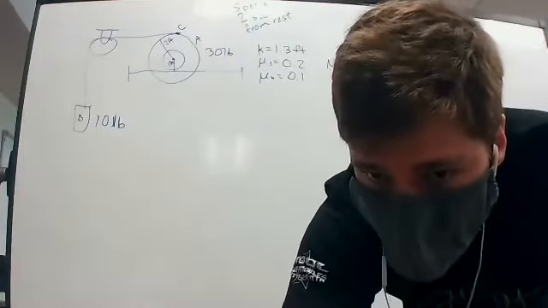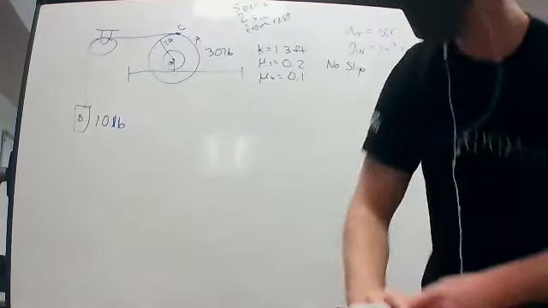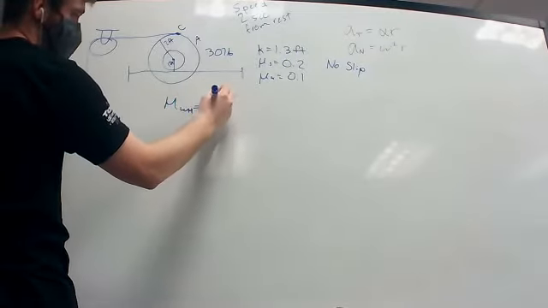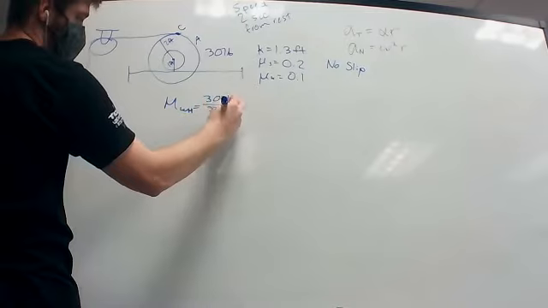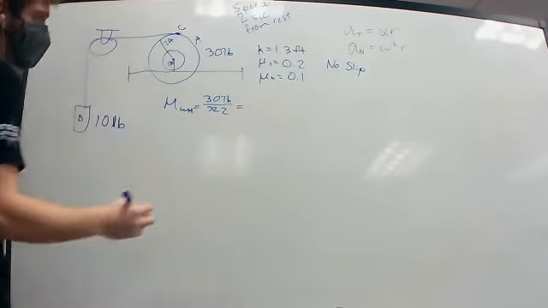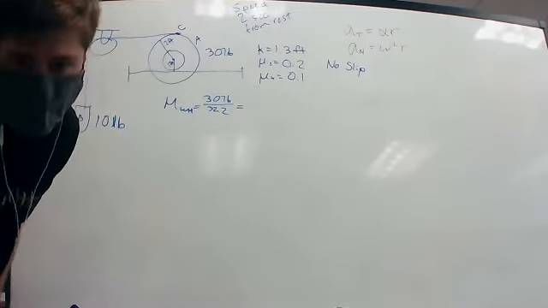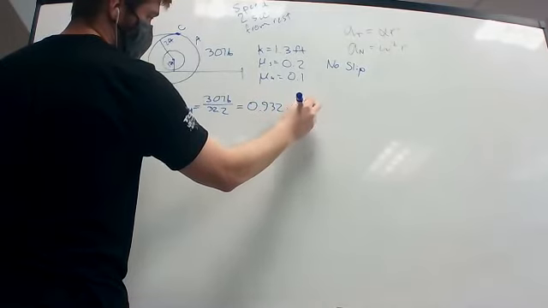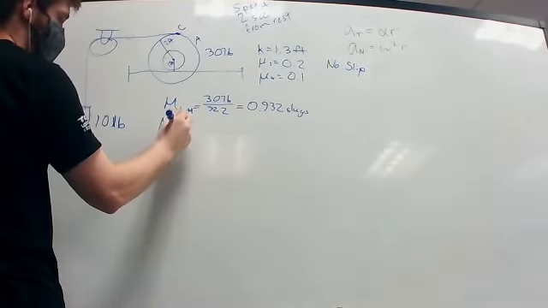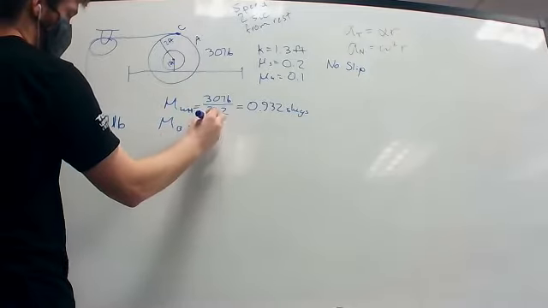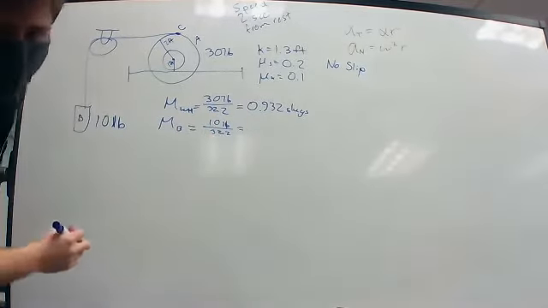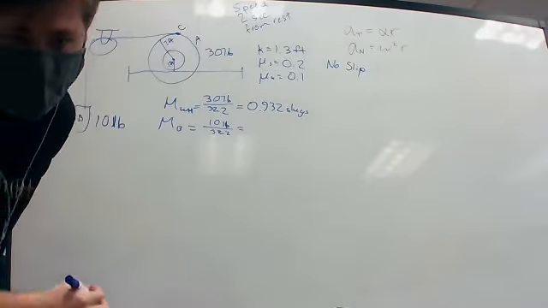So properties that we'll need to identify right away are the mass of the wheel and the mass of the block. So I'll say mass of wheel is going to be equal to 30 pounds divided by 32.2, the gravitational constant for US units. So mass of the wheel is 0.932 slugs. Mass of the block is going to be 10 pounds divided by 32.2, which comes out to be 0.3106 slugs.